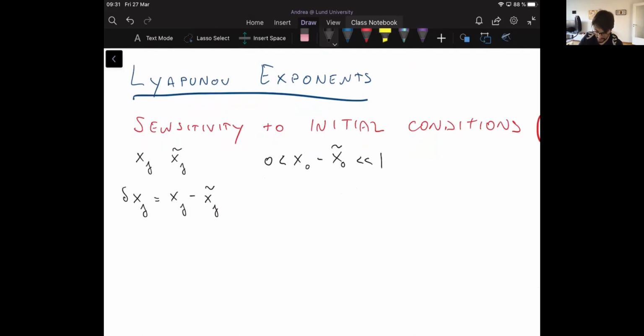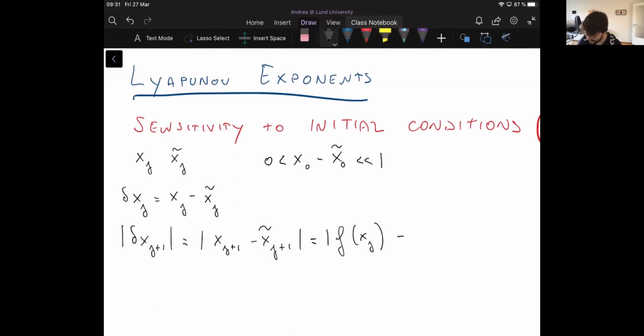And let's consider how, if I have a certain point xj, the absolute value of xj plus 1 will evolve with respect to xj. So the absolute value of xj plus 1 minus xj plus 1 tilde is exactly the same as f of xj minus f of xj tilde.